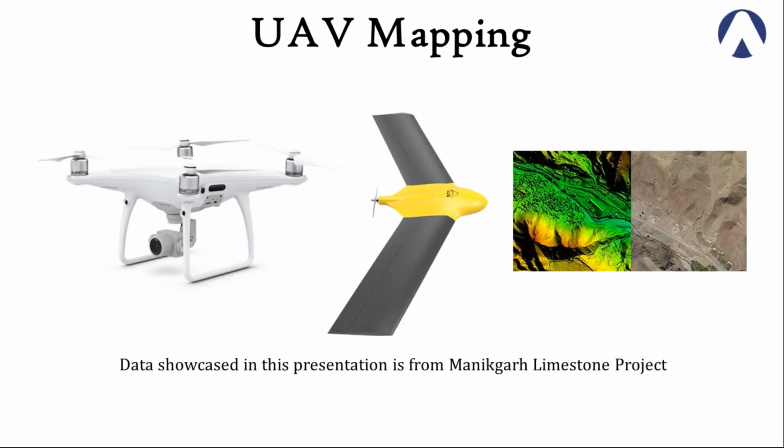There is UAV mapping. There are two types of UAV. One is the copter, one is the sparrow, and you can see the two images, the orthomosaic which is generated. The data showcased in this presentation is from the Manigard limestone project.